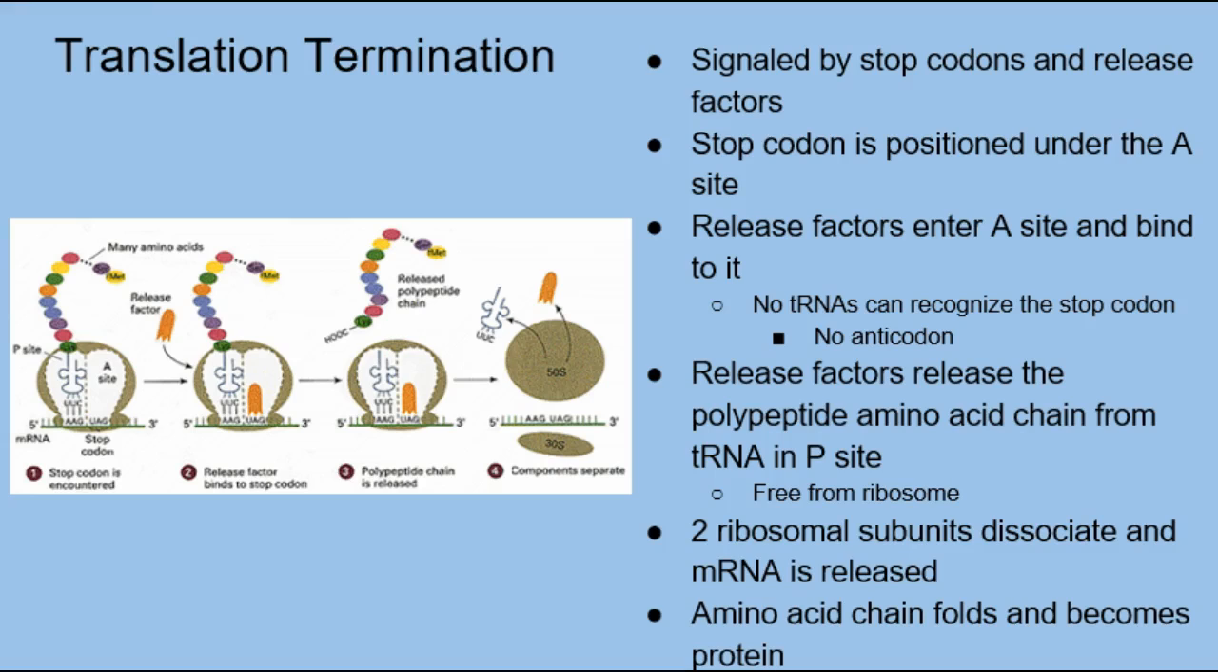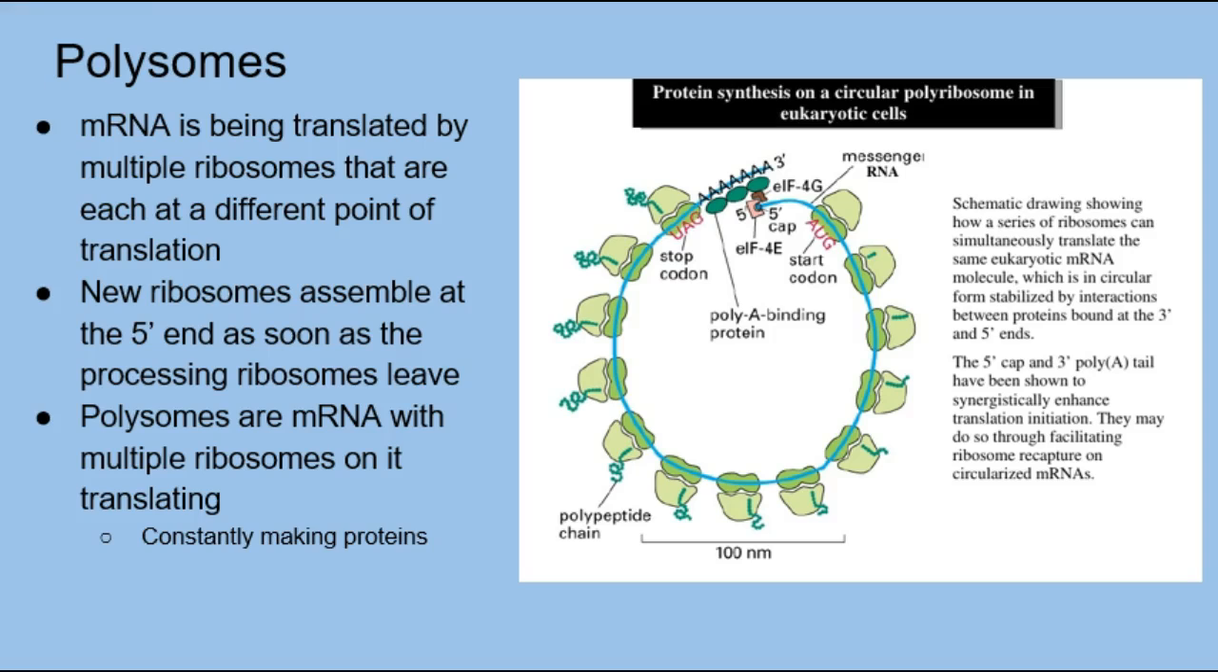Release factors release the polypeptide amino acid chain from the tRNA that's in the P site, and that is free from the ribosome, and it's free to go off and form its own protein. So the two ribosomal subunits dissociate, and mRNA is released. So the picture below shows the whole process.